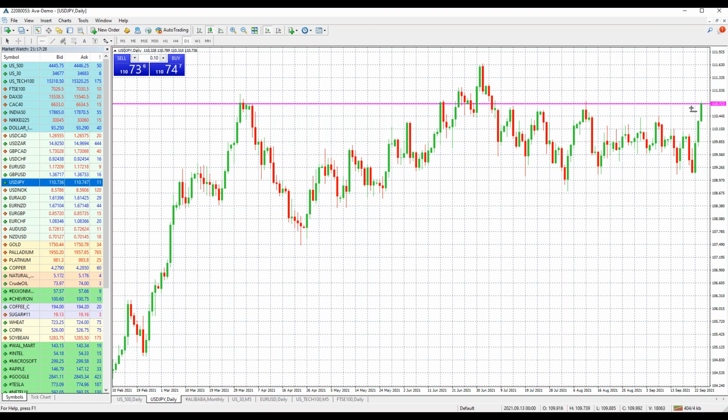So this could be, at least for now, a little bit of a break and correction to the downside. And also we have a very nice channel here between 109.11 and 110.72. It's about 160 pips, a nice corridor here.